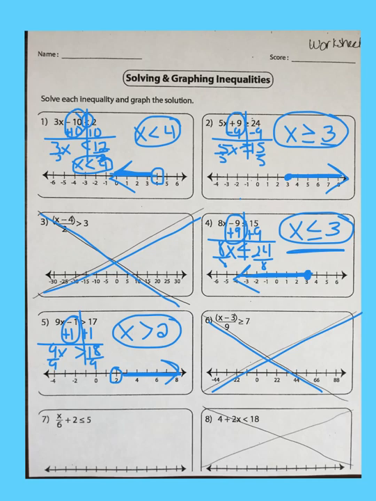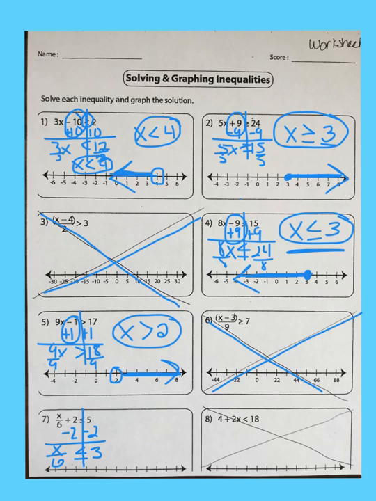Number 7 is a division problem. So we go ahead, we start out like we did the other ones. So I have a number divided by 6 plus 2 is less than or equal to 5. So the last thing I did was add 2. So the first thing I'm going to do is subtract 2. So I subtract 2 from both sides. And I am left with a number divided by 6 is less than or equal to 3.